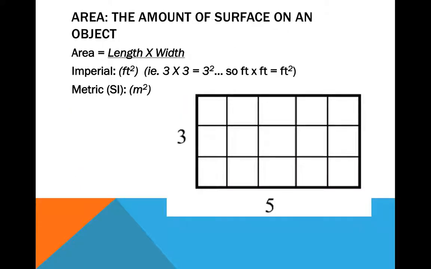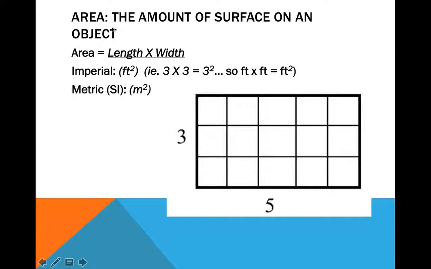The area is the amount of surface on an object, okay? So mathematically, we just say area equals length times width, and that's really simple when we have something like a square or a rectangle. A cube is three-dimensional, so that would be volume. But when we have something like this, that's really simple, length times width. When we get into different shapes, there's different ways to measure that.